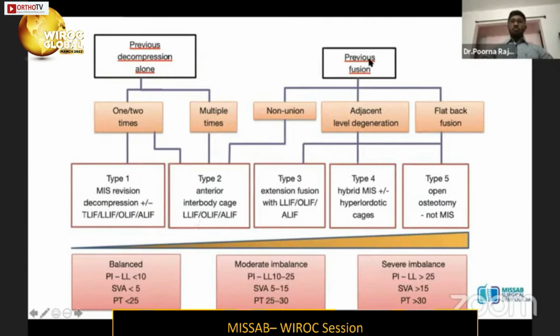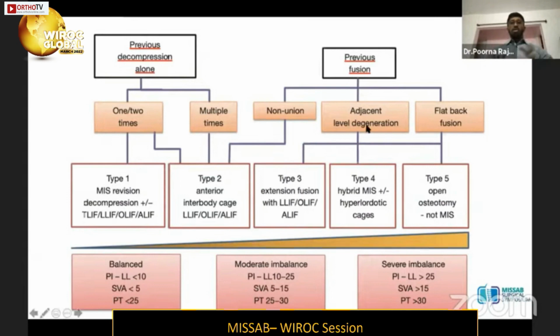Again, if you consider these fusion patients, they have divided them into non-union, adjacent segment, and flat back, and these may intermingle with each other. In the non-union patient, the primary problem is the non-union across the fused segment. For these patients, they advise a type 2 technique, going ahead with an anterior cage by removing all the non-union tissue.